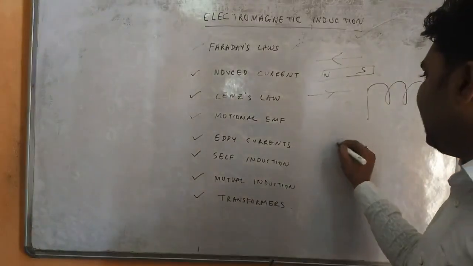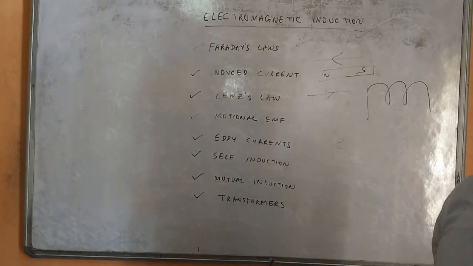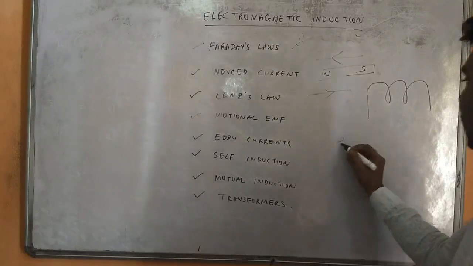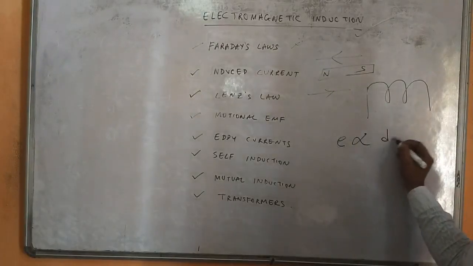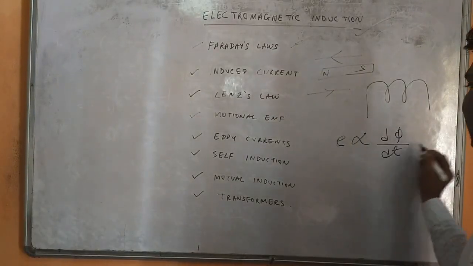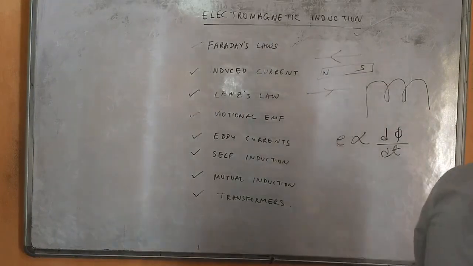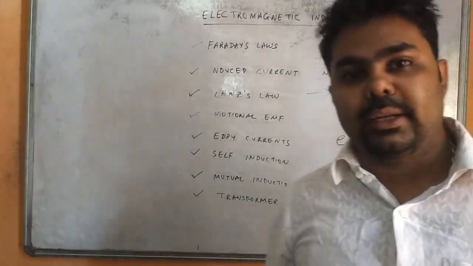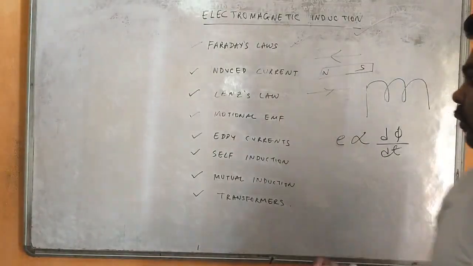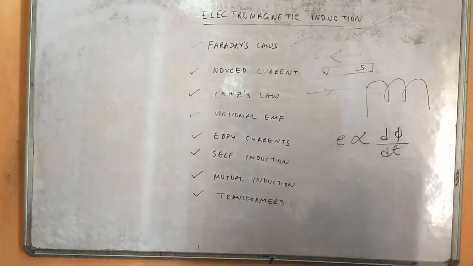Faraday says that the induced EMF is directly proportional to the change in magnetic flux. That means the more you move the magnet near a coil, the more the magnetic flux, the magnetic field lines, change, due to which an EMF will be induced in the coil.